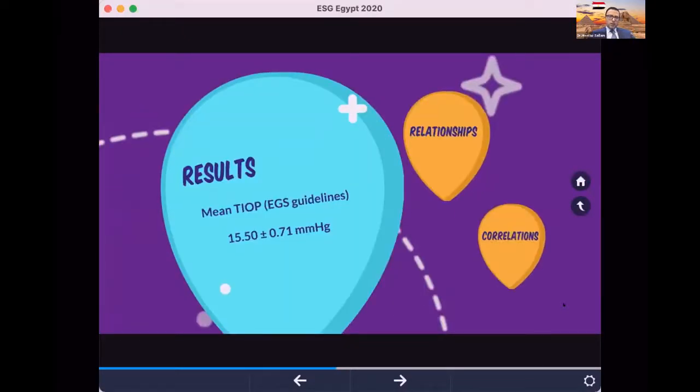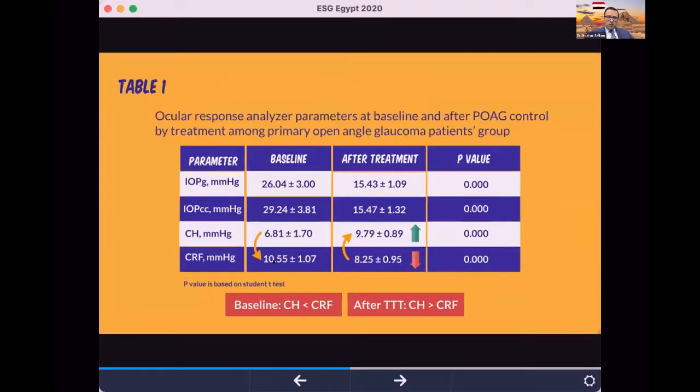Our mean target IOP for our patients, according to the European Glaucoma Society guidelines, was 15.50. And here, after treatment, we reached our target. This table showed a significant reduction in IOP after treatment.